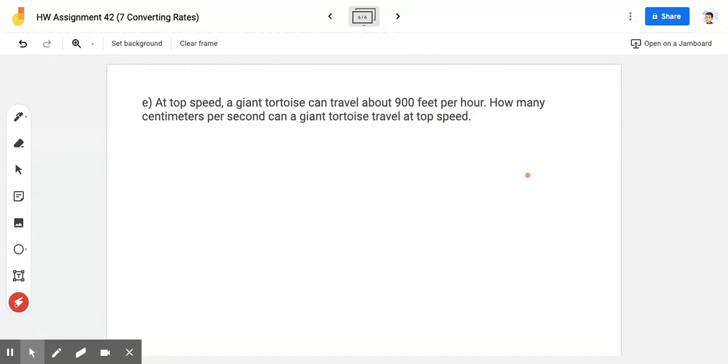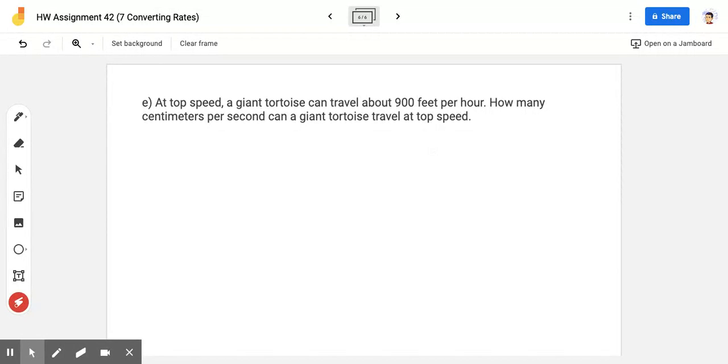Last one. I know there's a lot going on. You might have to watch this one another time in order to understand what's going on, or again, use the strategies that you would like to use. At top speed, a giant tortoise can travel about 900 feet per hour. How many centimeters per second can a giant tortoise travel at top speed?